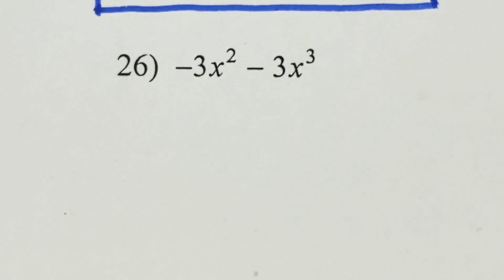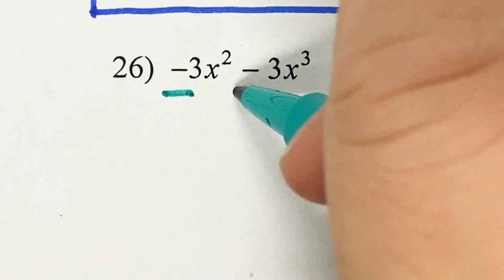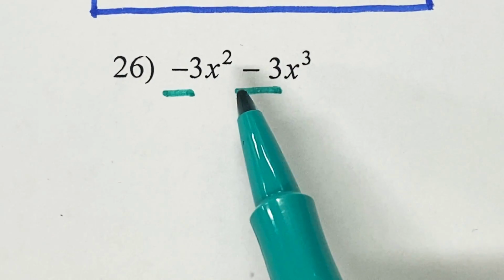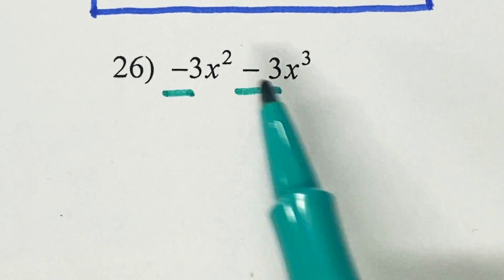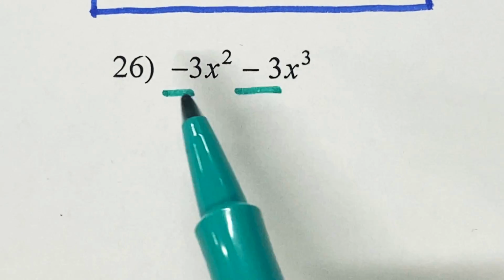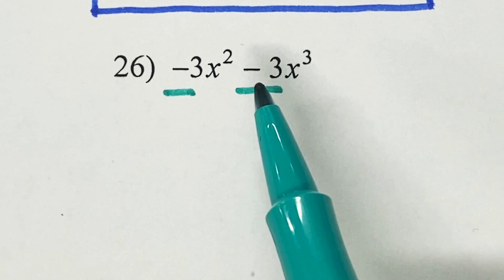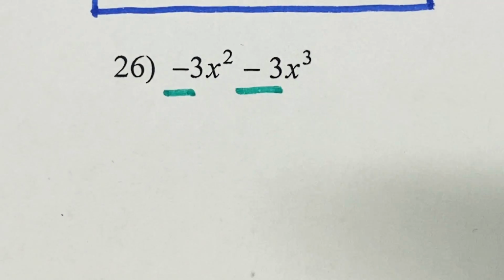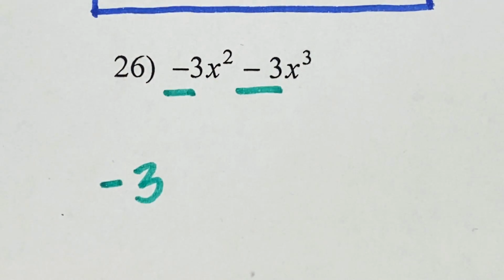Okay, let's look at our last example, 26. Let's look at our coefficients first. I have a -3 and a -3. Are those guys the same numbers, you guys? Exact same number? Even with the same sign? Yes, that means we can factor it out. It's the exact same. So let's take out that -3. They both have a -3.